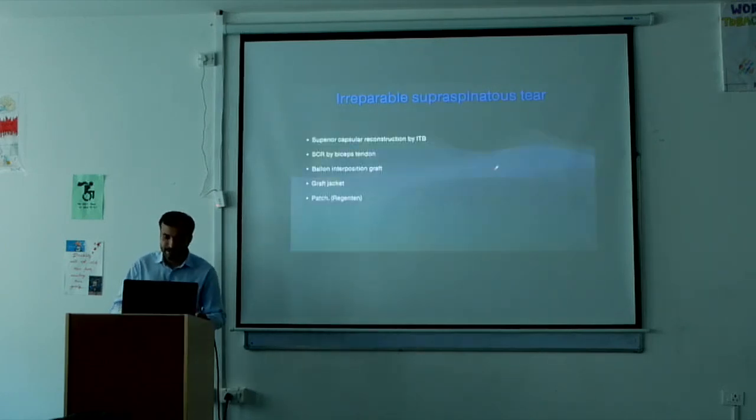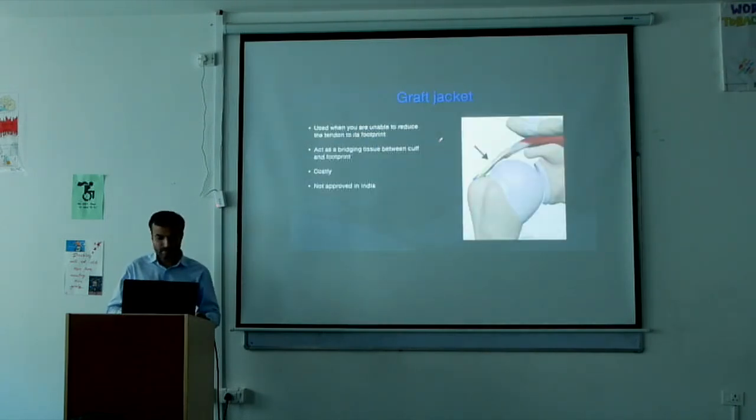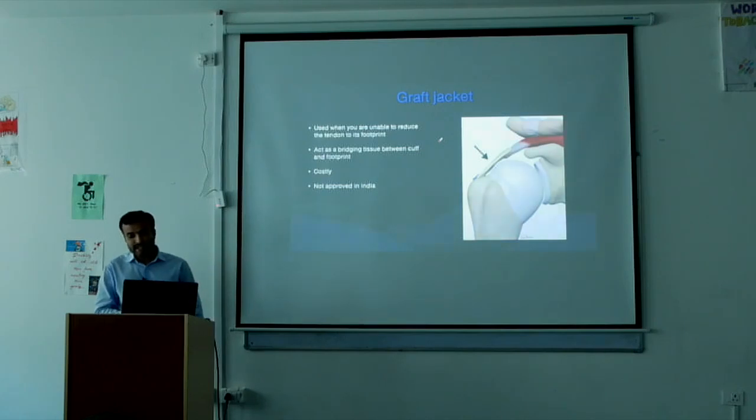As far as the irreparable rotator cuff is concerned, the irreparable supraspinatus tear is the most common clinical finding we usually find in our clinical practice, and the surgical options are superior capsular reconstruction by iliotibial band, superior capsular reconstruction by biceps tendon, balloon interpositional graft, graft jacket, and the Regentin patch. The graft jacket surgery is used whenever we are not able to reduce the tendon to its footprint.